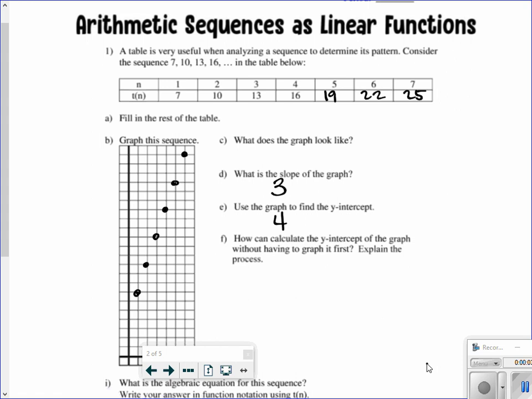Filled in the stuff that I think y'all were able to get. When I walked around, y'all were doing pretty good. Are we okay with those? All right. And as far as what the graph looks like, then we have some words.